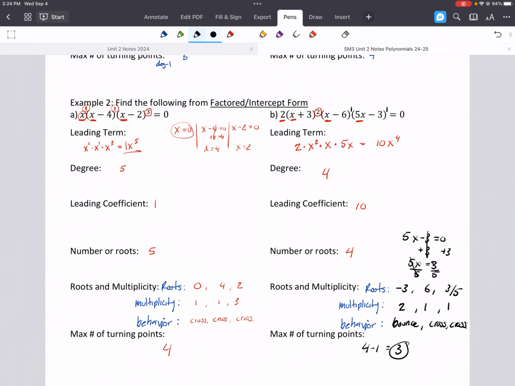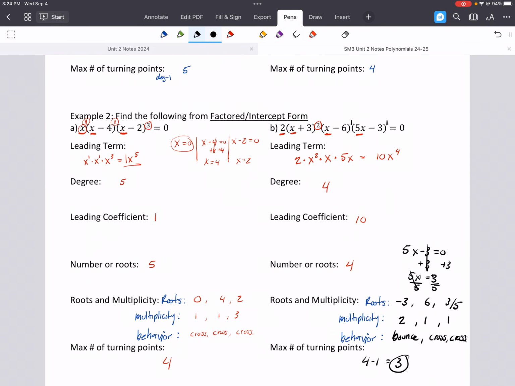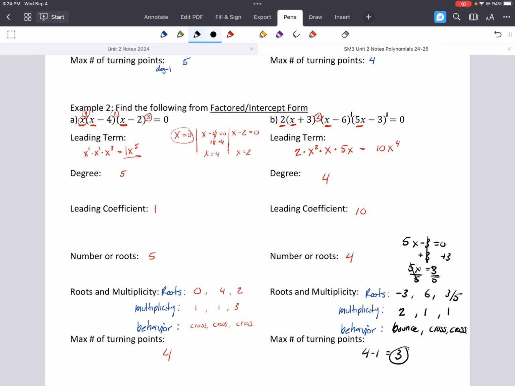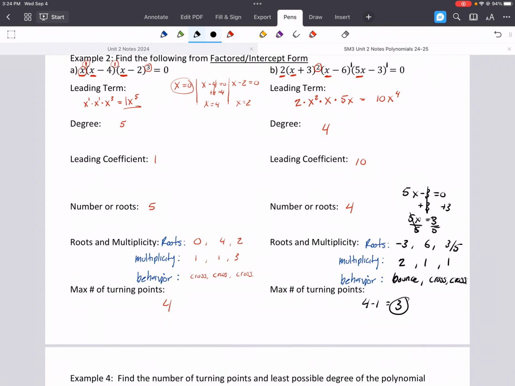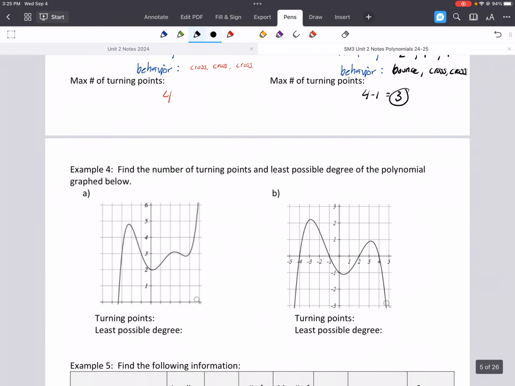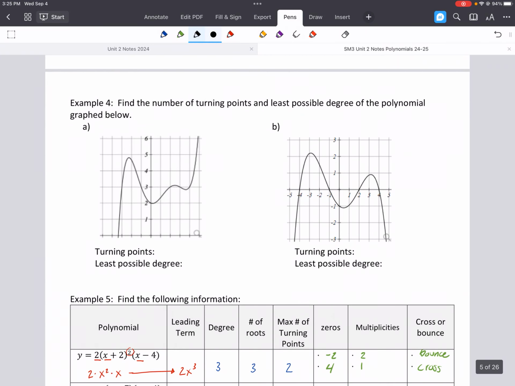All right, so if you have questions on that, we're going to do, in just a minute, another example of the leading term. I feel like that's probably the hardest part, and a lot of the information is based off of that. So please make sure you spend a little bit of time on making sure you get that, okay?